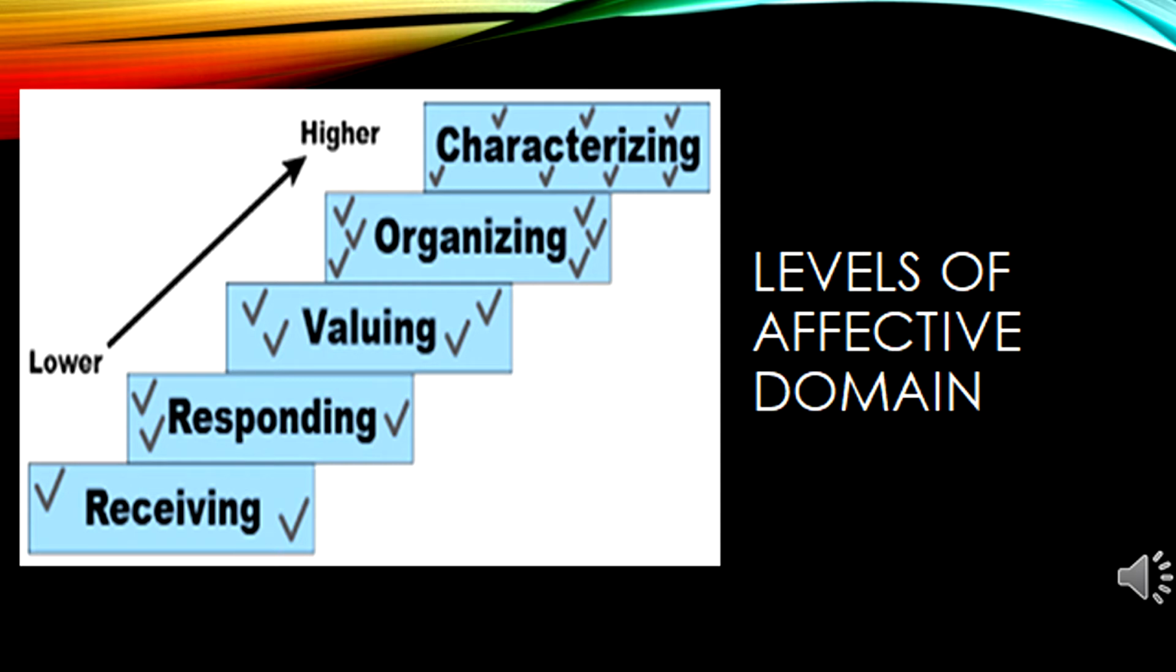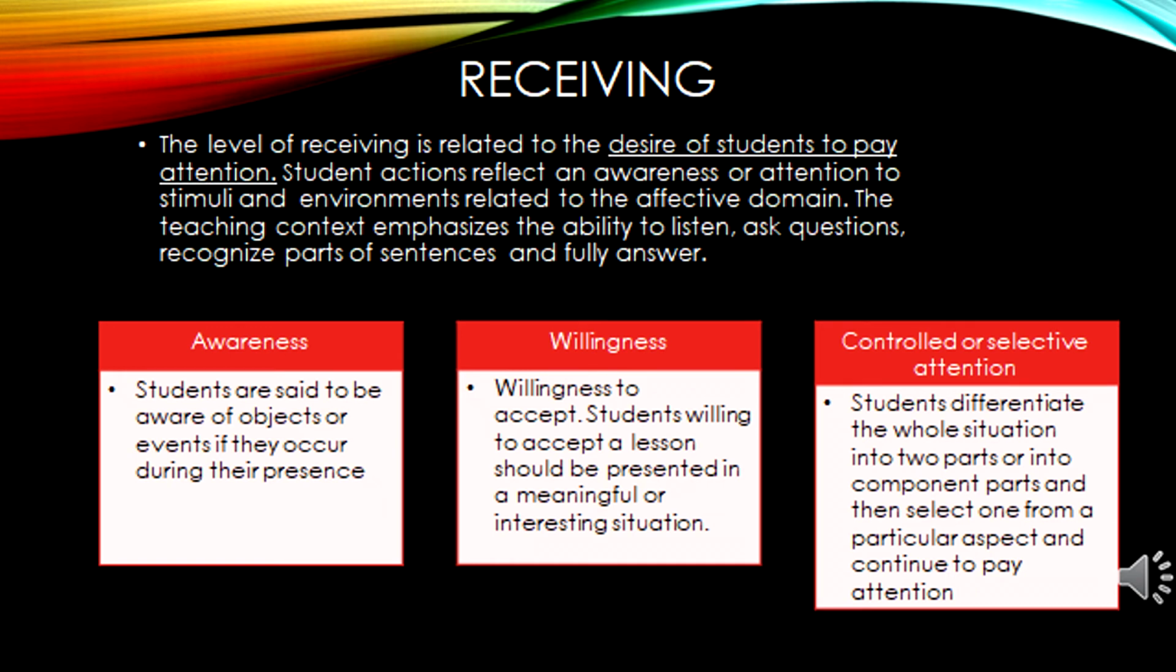Every level has its own definition and its own example. Let me show it. The receiving level is the first level of the affective domain. The receiving level is related to the desire of the student to pay attention. Student action reflects an awareness of or attention to stimuli and the environment related to the affective domain. The teaching context emphasizes the ability to listen, ask questions, recognize parts of sentences, and fully answer.